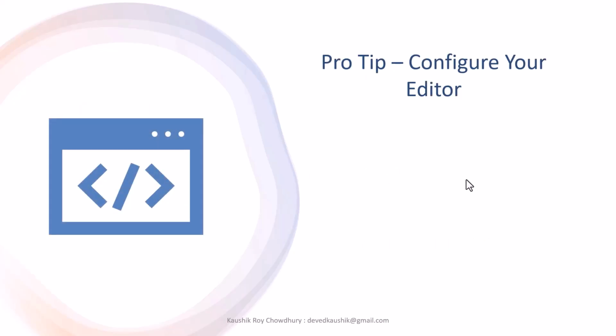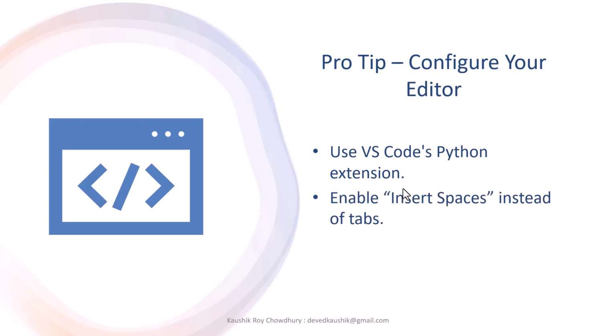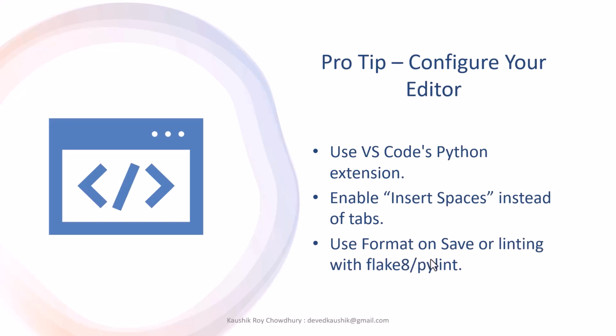Now we come to the pro tip: configure your editor. I will not walk through all that is said, but it's very easy for you to follow once you look into the resources; the downloadable resource will be attached to this lecture. That will give you all the steps. Use VS Code's Python extension, enable insert spaces instead of tabs, and use format on save or linting with flake8 or pylint. So to avoid indentation problems, we have to configure VS Code to insert spaces and auto-format your code. Linting tools like flake8 help catch inconsistencies before runtime.